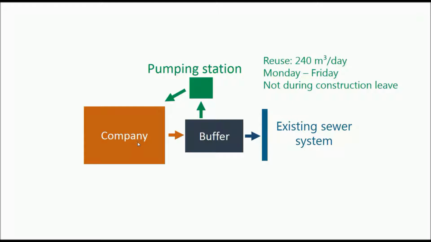So the paved surfaces of the company will drain towards a buffer, and water will be pumped from this buffer back to the company to be used in its production process. There is an expected reuse of 240 cubic meters per day from Monday to Friday, but not in the weekend and not during construction leave in July. And the buffer is also connected to an existing sewer system.